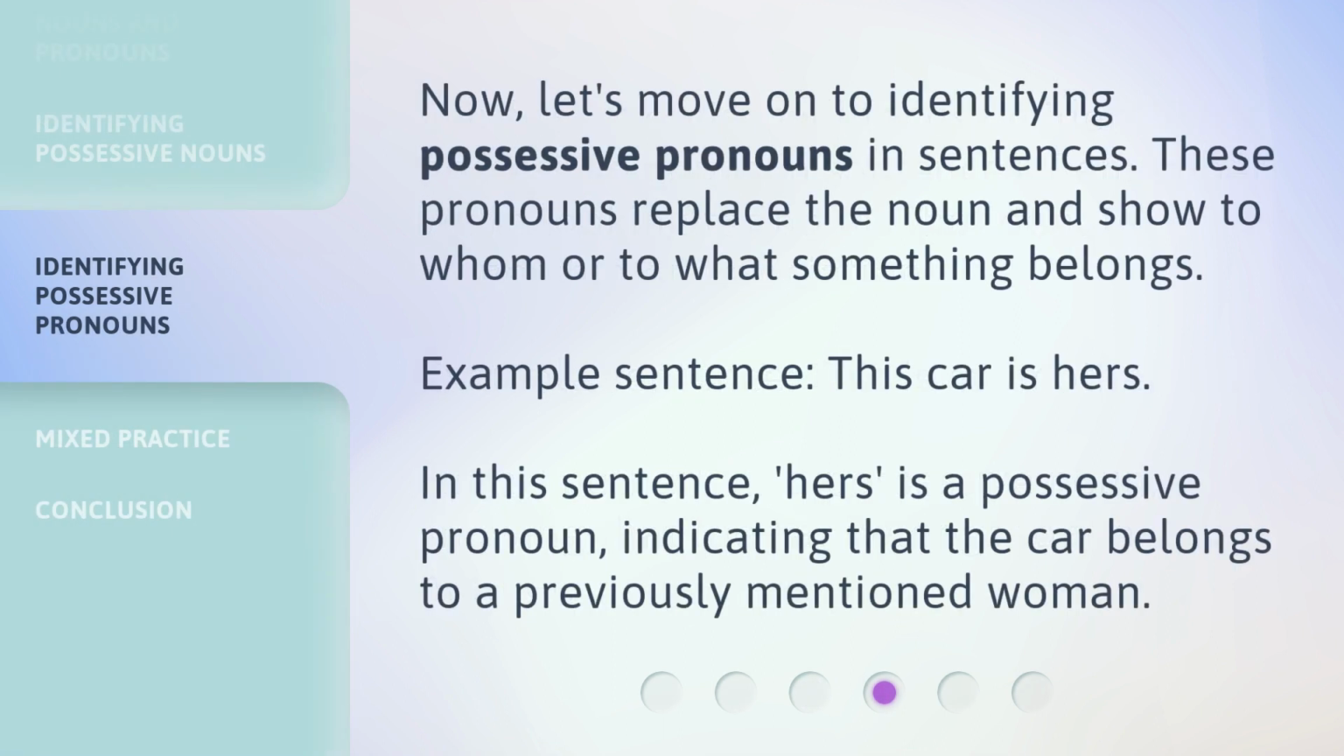Now, let's move on to identifying possessive pronouns in sentences. These pronouns replace the noun and show to whom or to what something belongs. Example sentence: This car is hers. In this sentence, hers is a possessive pronoun, indicating that the car belongs to a previously mentioned woman.